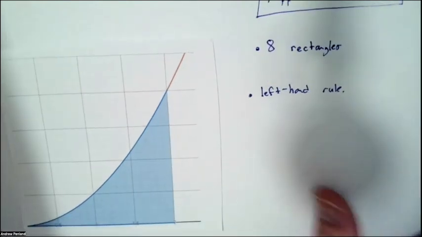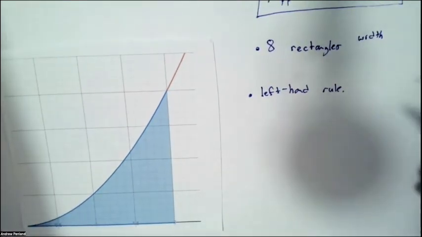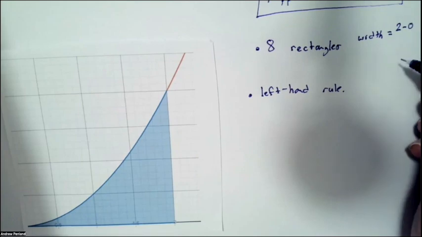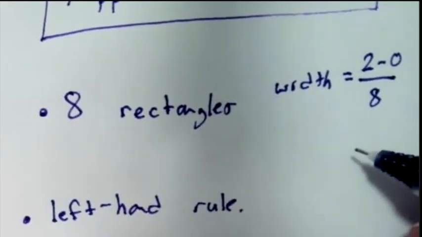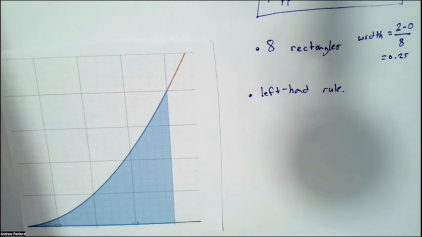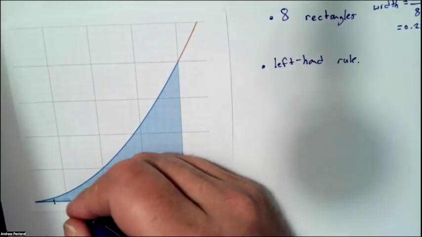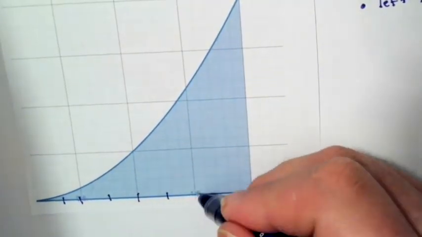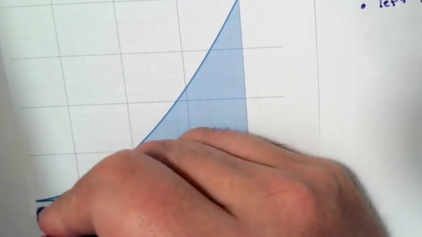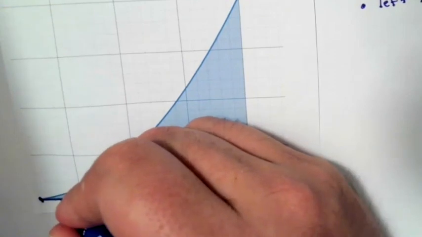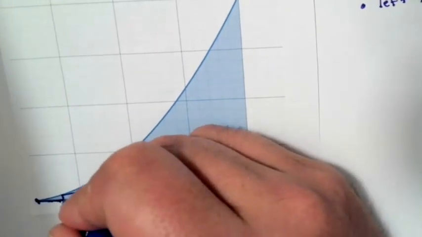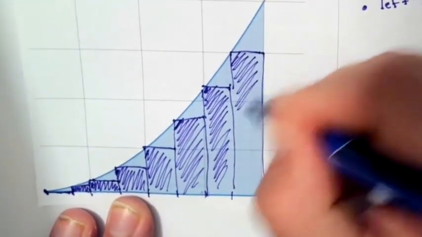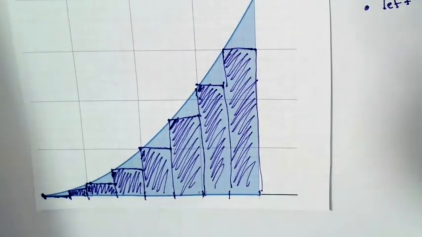Well, we can go ahead and look at the width here. I'm going from 0 to 2, so I have a width of 2 minus 0, and I'm going to be chopping that up into 8 equally sized pieces. So the width of each of these will be 0.25. Let's just see what that would look like. I'm going to take the left endpoint and look at the curve there to give me the height, and so this is the areas of these rectangles. You'll notice I have smaller gaps here.